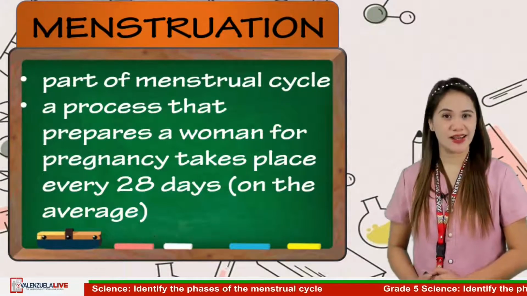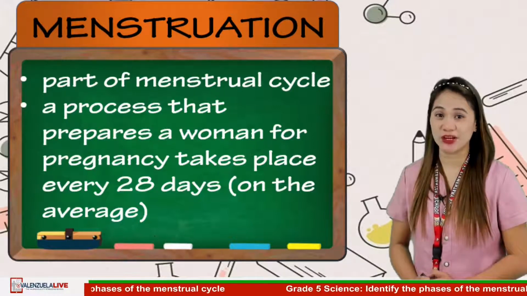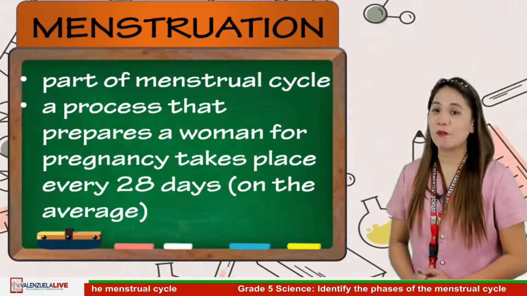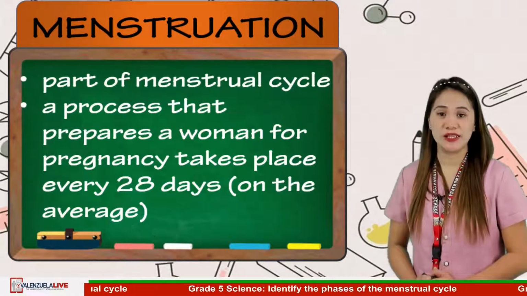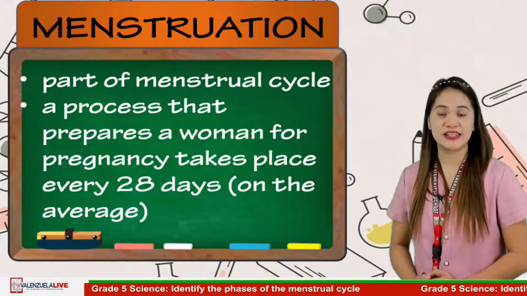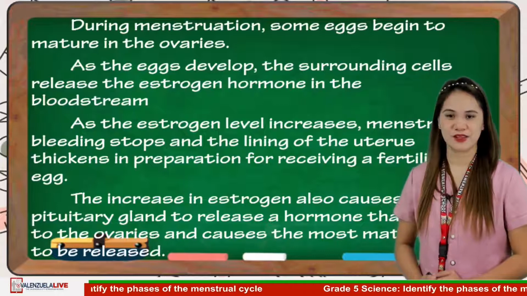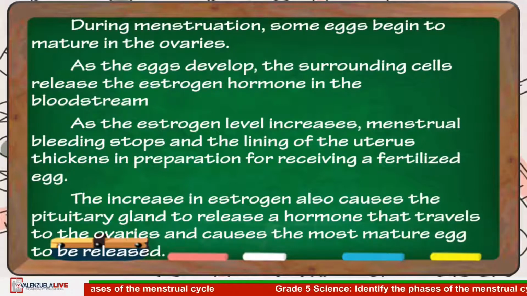Menstruation. What is menstruation? Menstruation is a part of the menstrual cycle. This is a process that prepares a woman for pregnancy that takes place every 28 days on the average. During menstruation, some eggs begin to mature in the ovaries. As the eggs develop, the surrounding cells release the estrogen hormone into the bloodstream.